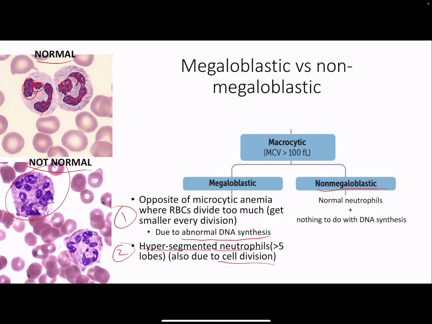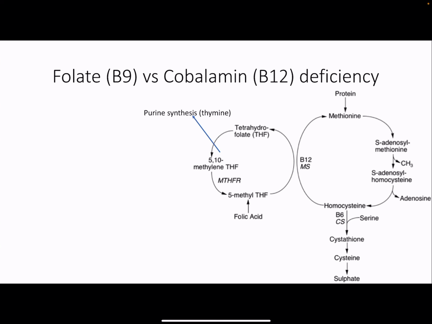Not a lot to say about the non-megaloblastic, again, just normal neutrophils and nothing to do with DNA synthesis. These are going to be less common than the megaloblastic ones. So probably the main way you're going to have a megaloblastic macrocytic anemia is if you have a folate, B9, or cobalamin B12 deficiency. And again, I told you guys, you're never going to escape this particular image, this slide. This is going to come forever.